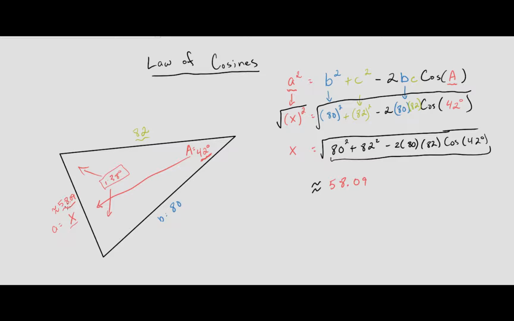If I had, for example, gotten a side here that was 122, well, that wouldn't make any sense. And I'd have to go back to the drawing board and figure out where I made a mistake.